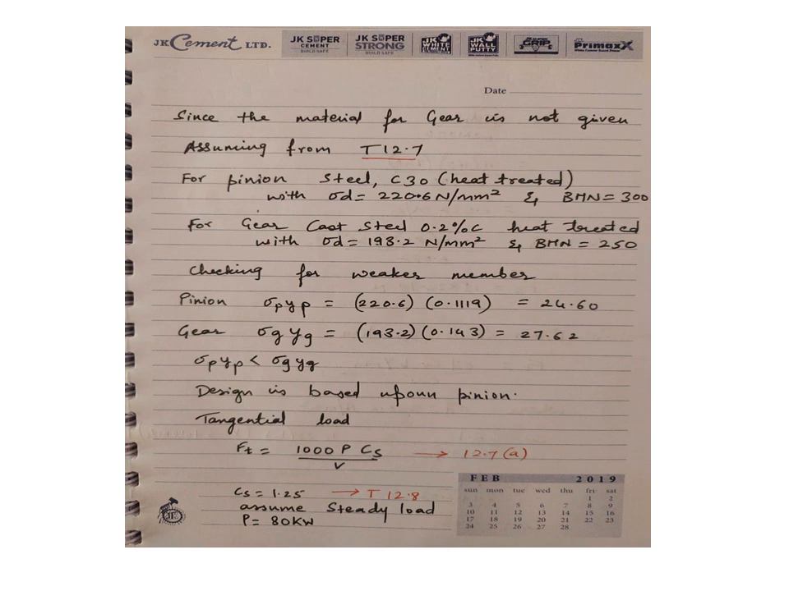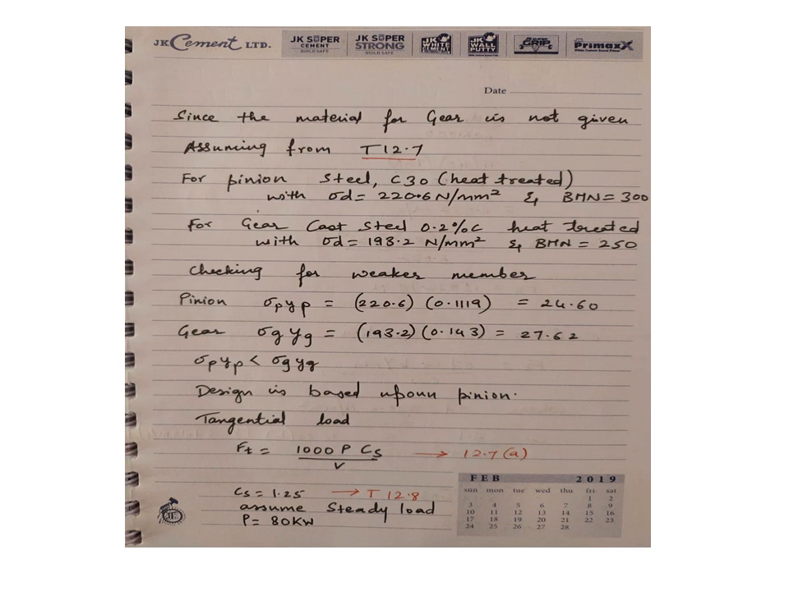Okay, now checking for the weaker member. For the pinion, we calculate the product of sigma p into yp, where sigma p is the design stress for the pinion, whereas yp is Lewis form factor for the pinion. That is 220.6, the design stress for the pinion, multiplied by 0.1119, it comes out to be 24.60. Similarly, the product of sigma g into yg comes out to be 27.62. From these two values we can say that the pinion is weaker, since sigma p into yp is less than sigma g into yg. Therefore the design is purely based upon the pinion.